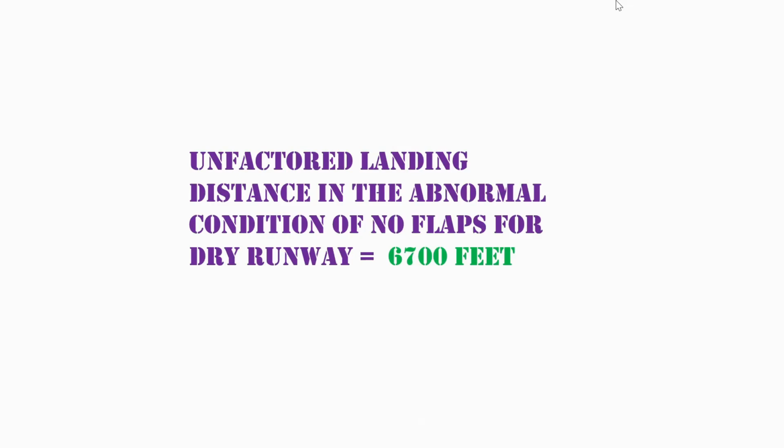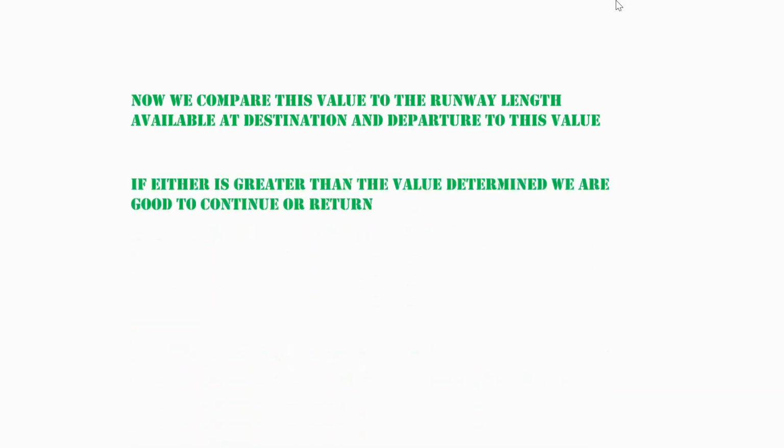Initially we required less. Now we come in with high speed, quite a shallow approach. We're coming with high speed, so it's quite obvious that the runway length required will be very long. Can you see where we are getting there? So we have briefed each other on this. Now we compare the value we got for the abnormal configuration and factored distance to the distances at the destination and departure, and then we make a decision.